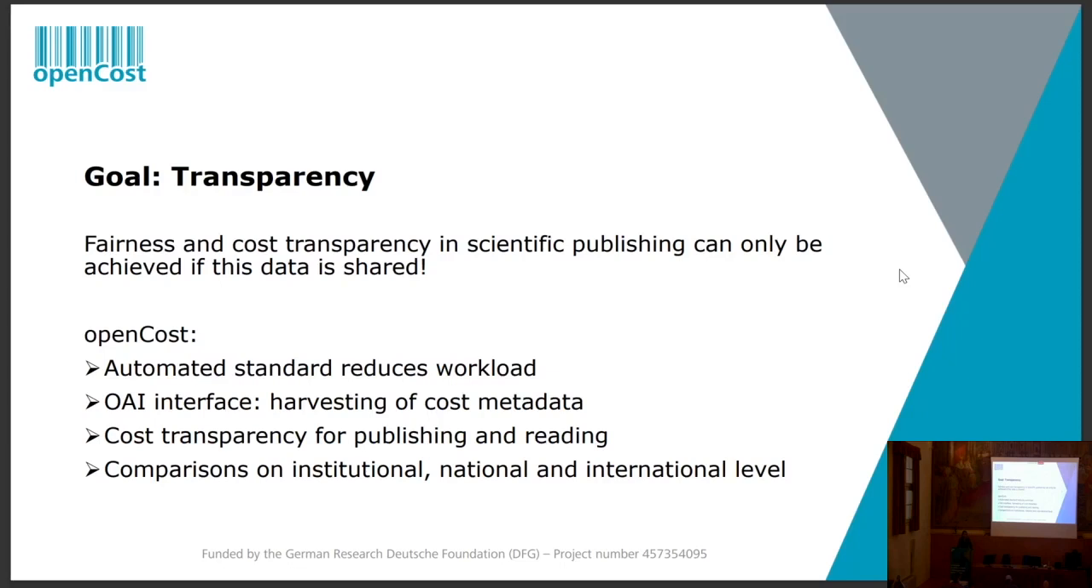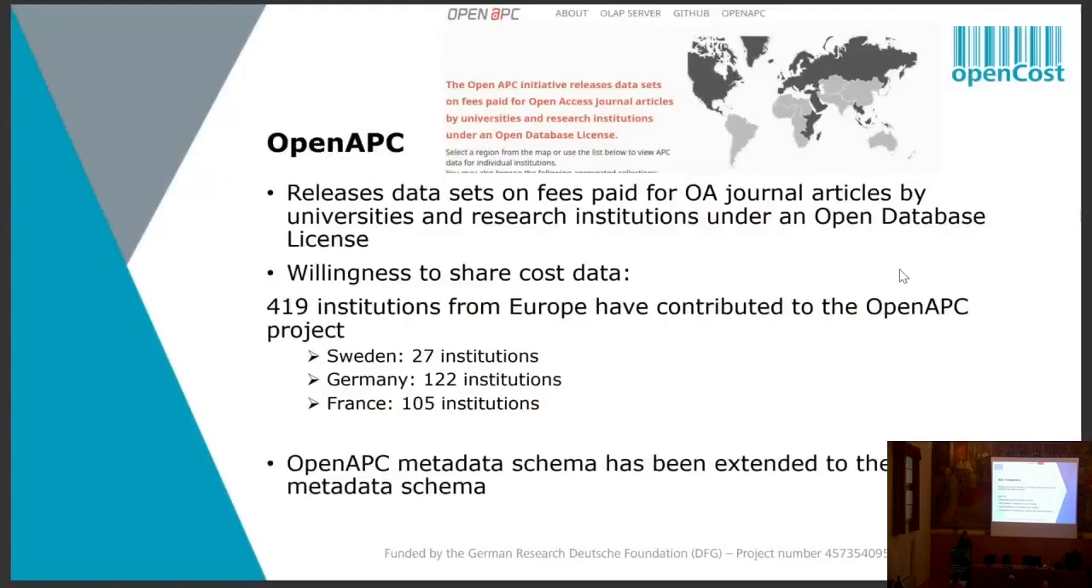So it can be harvested from our repositories and it can be reused in any other systems. If we are looking at the systems where it is reused, nowadays it's OpenAPC. A lot of institutions are participating in OpenAPC. There are about 122 institutions in Germany, over 400 in Europe, and some institutions from North America, Africa and Asia as well.